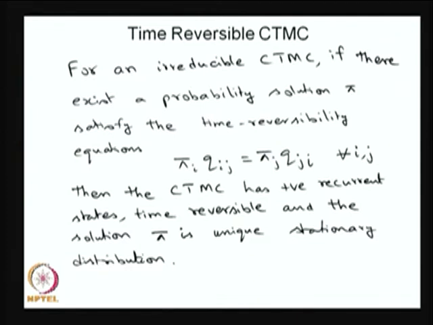So, whenever the model is irreducible and time reversibility equations are satisfied, then you can conclude all the states are positive recurrent and you can find pi, the stationary distribution, in an easy way instead of solving pi q is equal to 0.